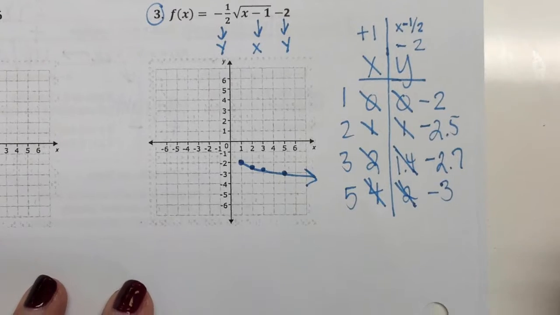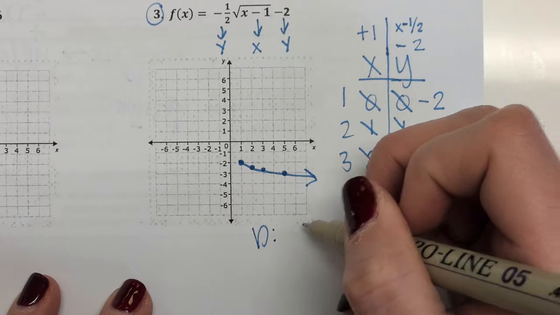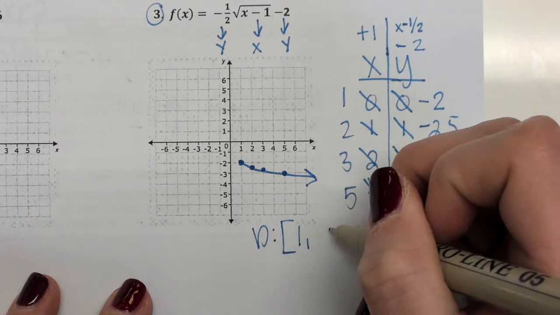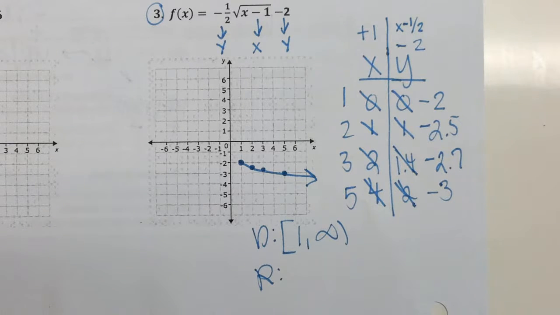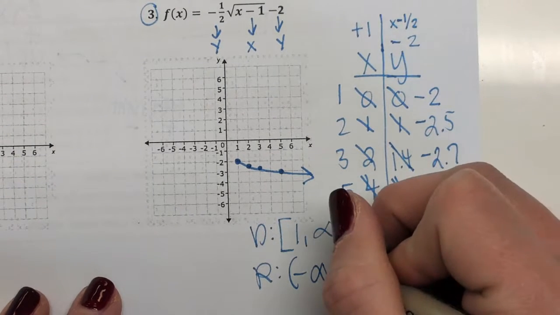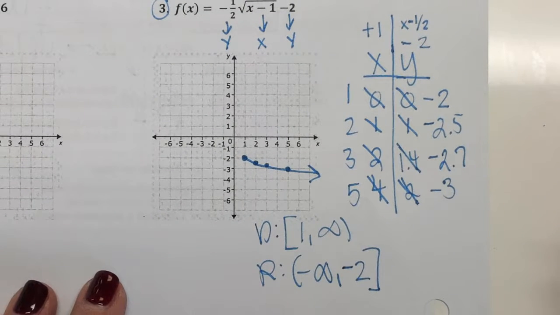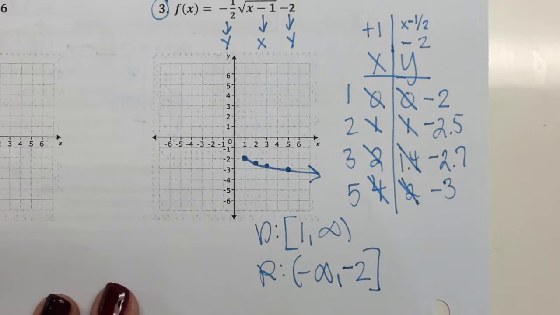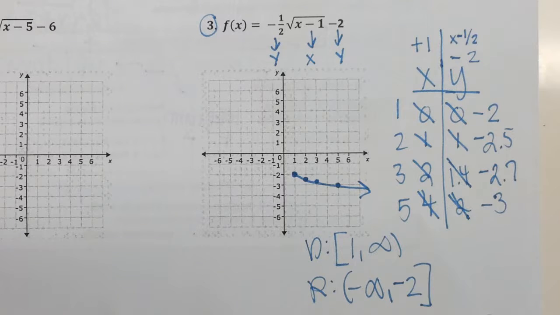Alright, now for domain and range. Tell me the domain. One, two. Good. What about the range? -2 to what? Yes, because it's going down forever. So which one has to come first? Good. Negative infinity to -2. Questions so far? I want you to do 1 and 2 on your own. Make sure to list the domain and range because that's very, very important when you get to pre-cal.